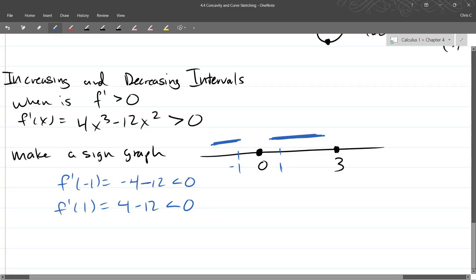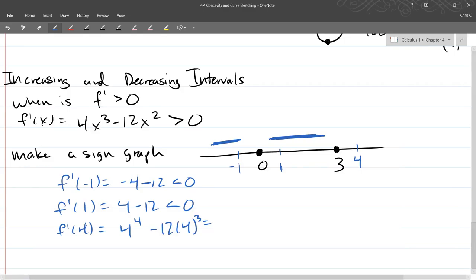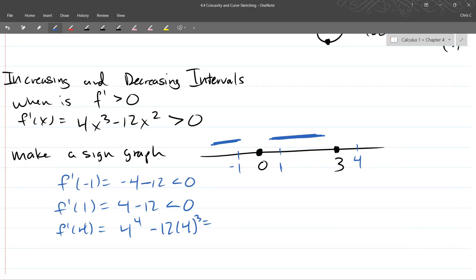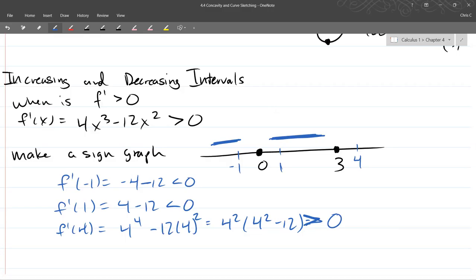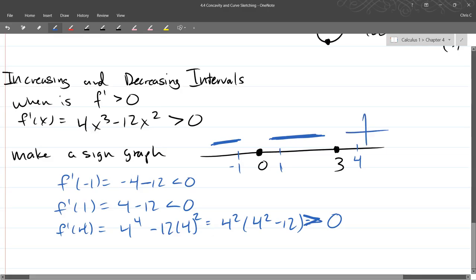And what is a good number after 3 to pick? 4. All right, I'll go 4. F prime of 4 is 4 to the 4th minus 12 times 4 cubed. I think it's minus 12 times 4 squared. Yes, I was a little worried. So we get 16 minus 12 is something, 4 or so, but positive times positive, greater than 0. So we get plus for the last interval.